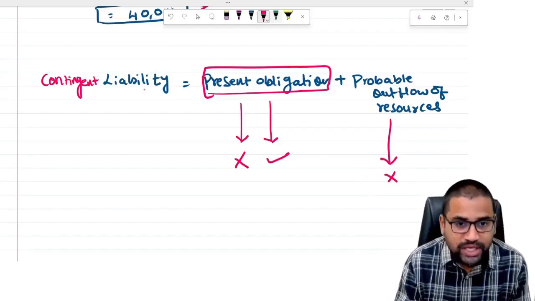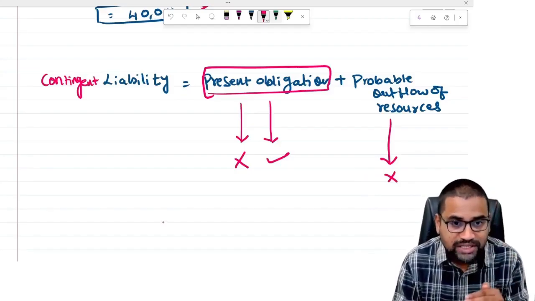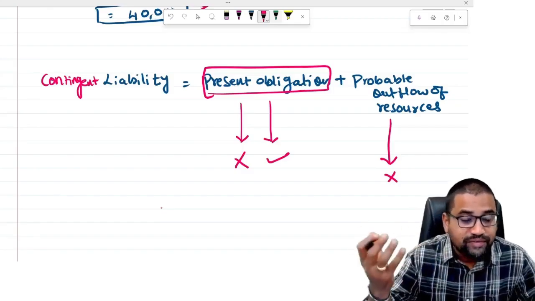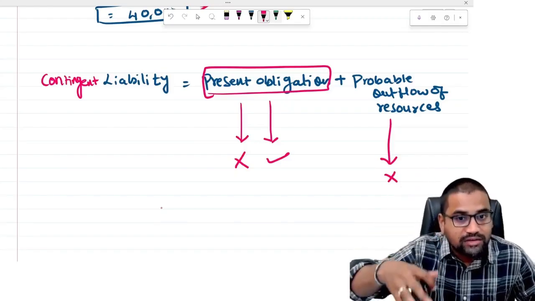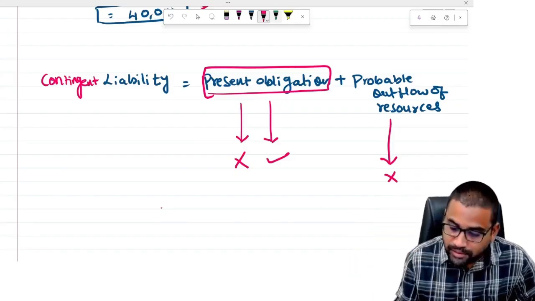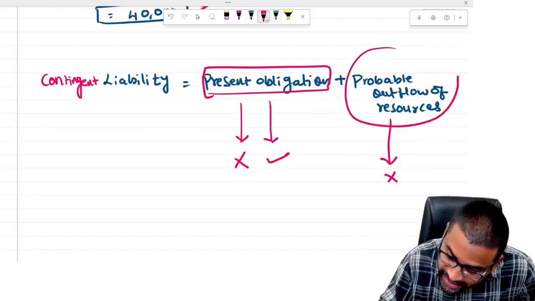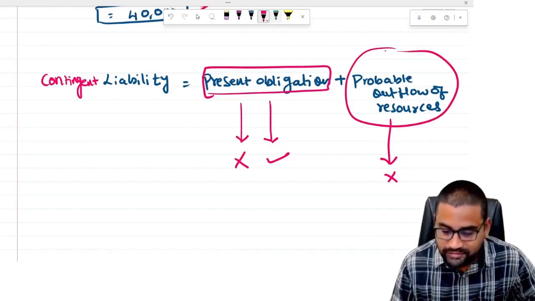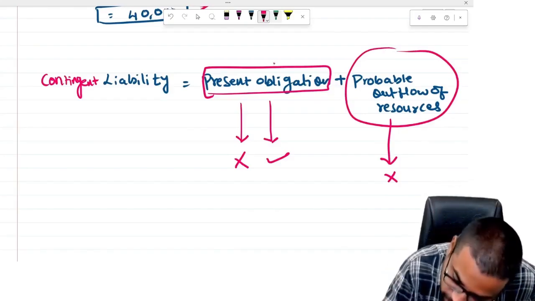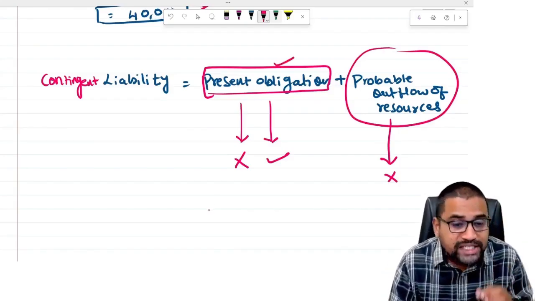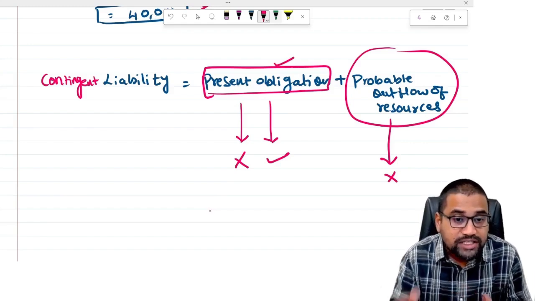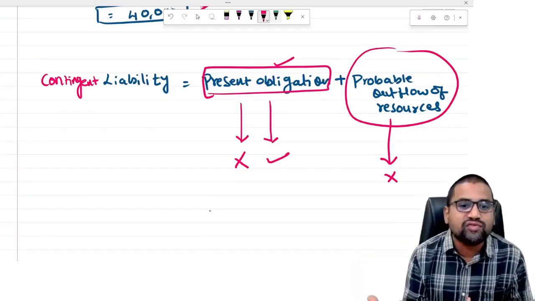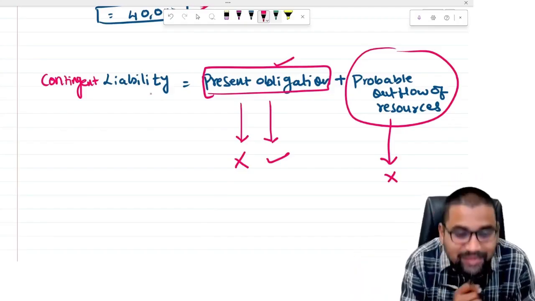Or there is a present obligation. On the date of the balance sheet there is an obligation. Based on the evidence available, the existence of the obligation is considered probable. More than 50% chance that an obligation is created. But does this obligation really result in outflow of resources to settle? We don't know. So there is an obligation, but obligation itself is not sufficient. This obligation must result in outflow of resources, the settlement of which results in outflow of resources. Then only we call it a liability.